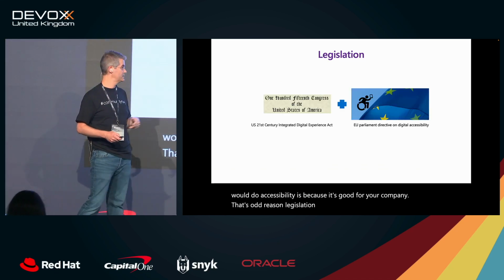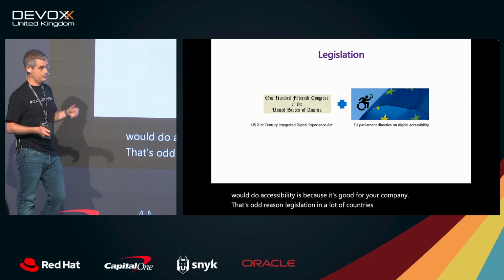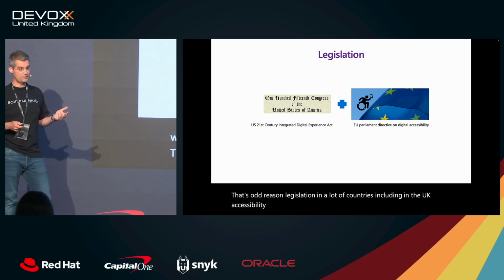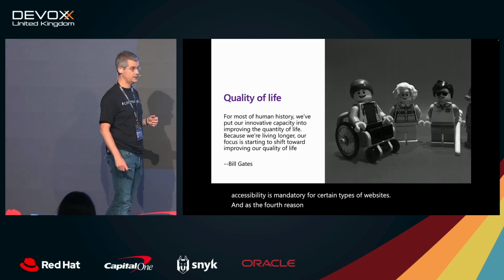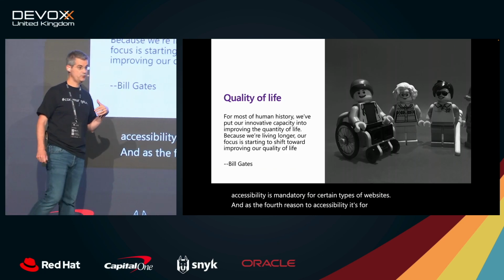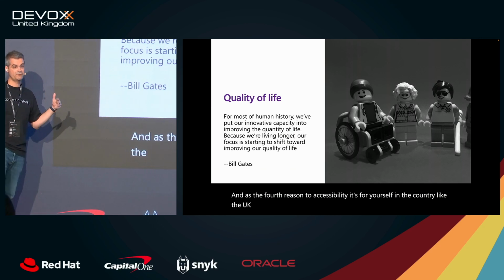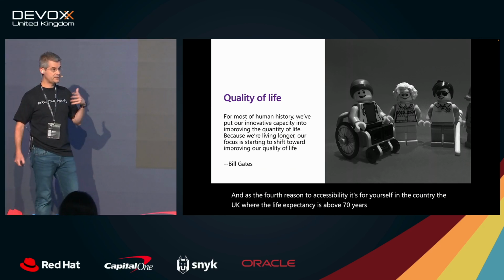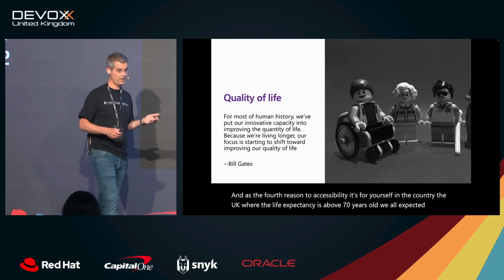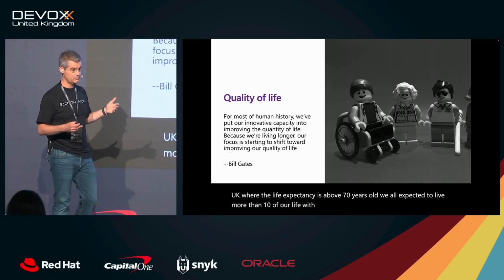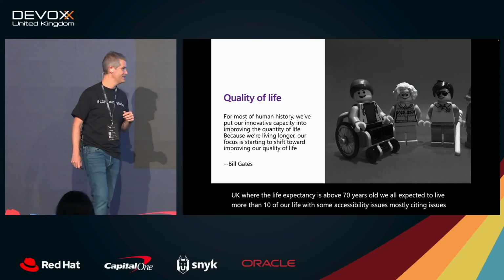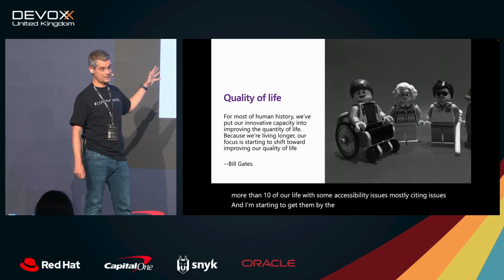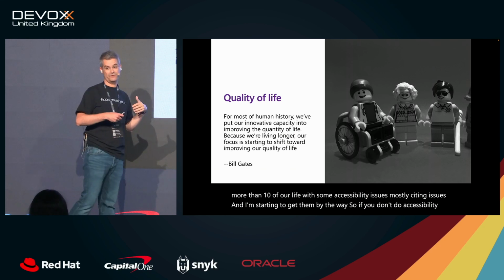In a lot of countries, including in the UK, accessibility is mandatory for certain types of websites. And there's a fourth reason to do accessibility. It's for yourself. In a country like the UK, where the life expectancy is above 70 years old, we are all expected to live more than 10% of our life with some accessibility issues, mostly sight issues. I'm starting to get them, by the way. So if you don't do accessibility for the others, well, think about yourself in a few years when you will need it.